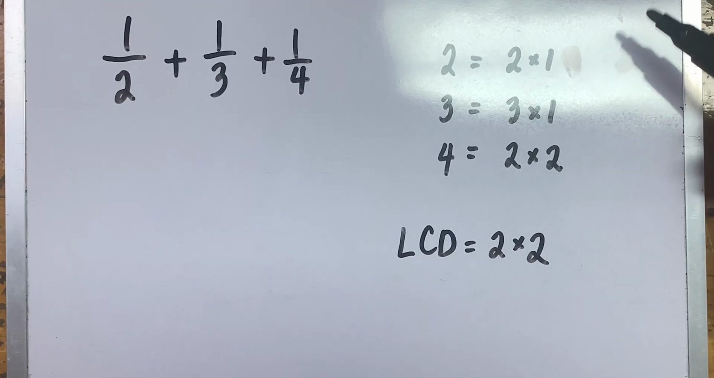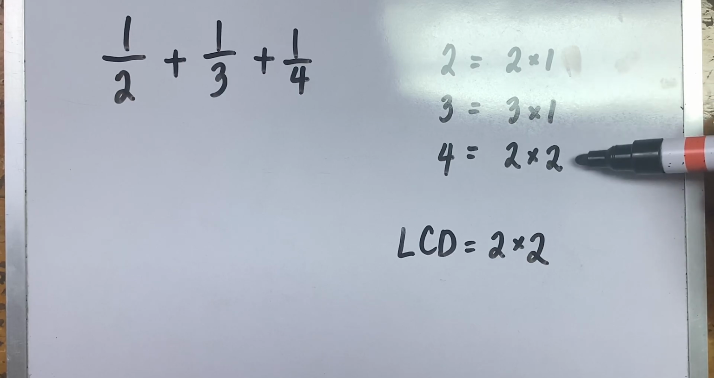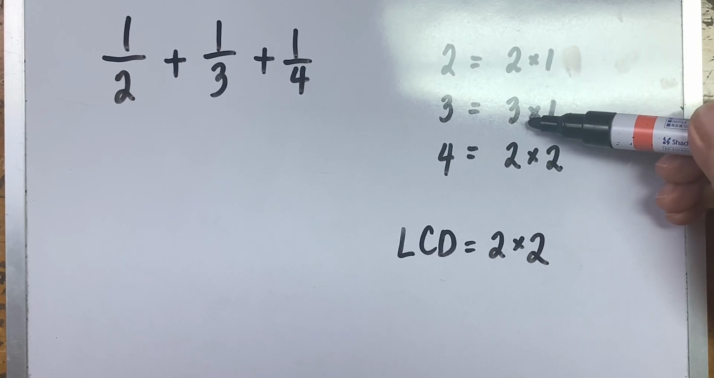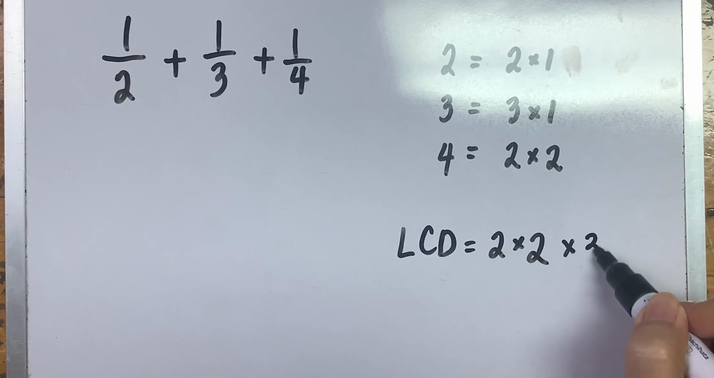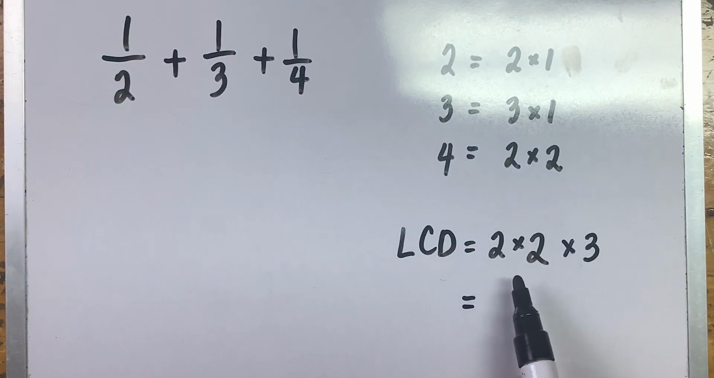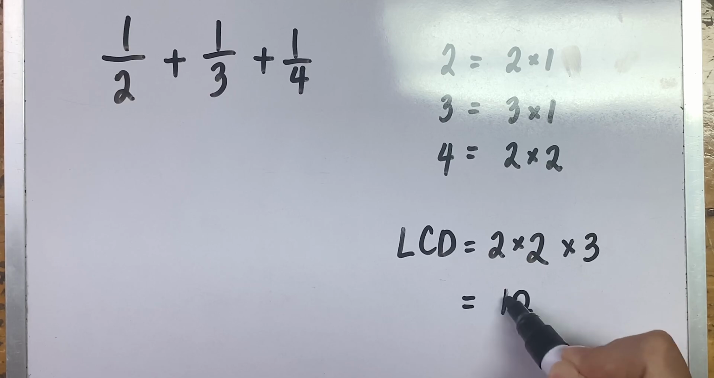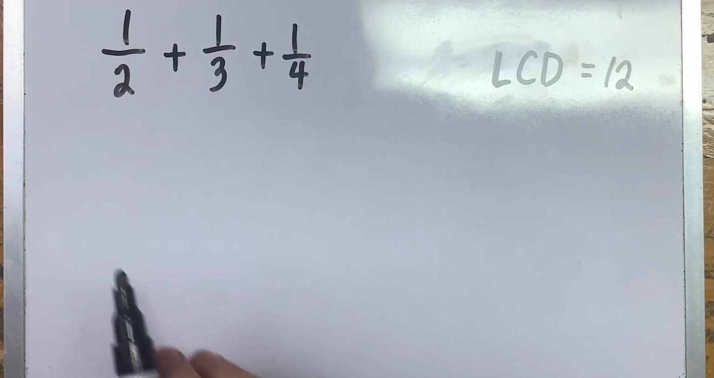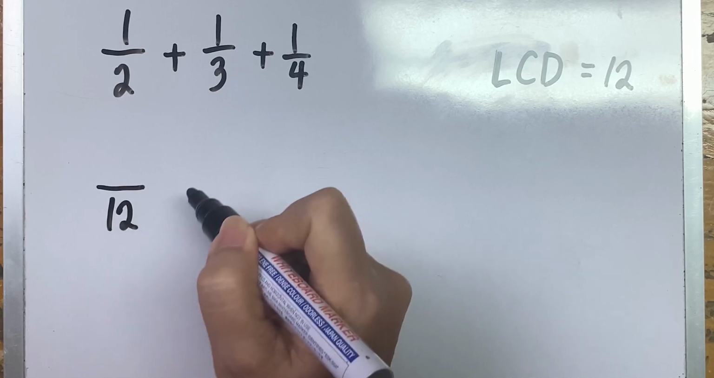Next, let's get 3 as the next number. 3 appeared once here, but not on these two numbers. So we have to get 3 as part of our LCD. Multiplying all the numbers, we have 2 times 2, which is 4, times 3 gives us 12. So 12 will be our least common denominator. So we will express each fraction as an equivalent fraction, having 12 as its denominator.